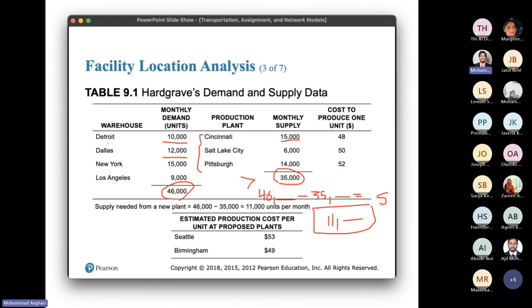either in Seattle or Birmingham. I don't have any idea right now in which city we should establish a new branch, but I'm looking for which one gives me the lowest cost. So I know that the capacity of the new branch must be equal to 11,000. Why? Because we should meet all demands. We cannot produce less than all demands. So if a new branch produces 11,000, we can meet all demands and satisfy all customers. So we also have the production cost per unit in different cities. In Seattle, the production cost per unit is about $53 per unit. And in Birmingham, the production cost is about $49.